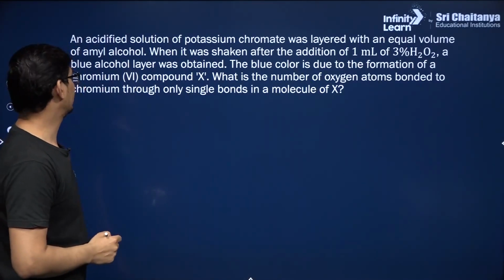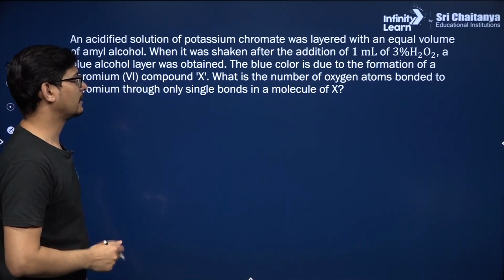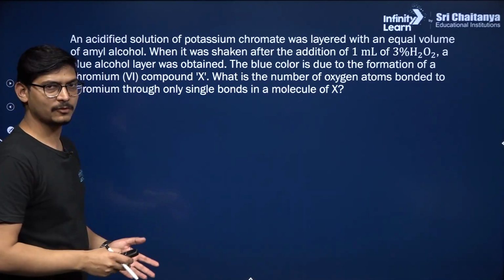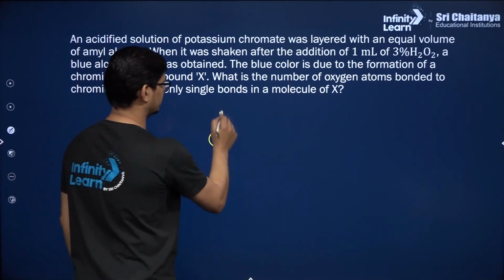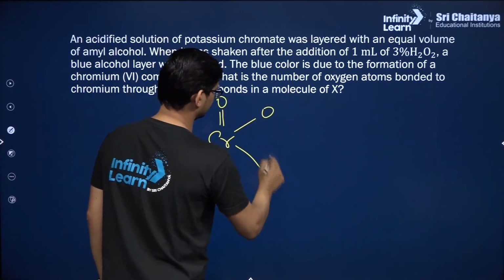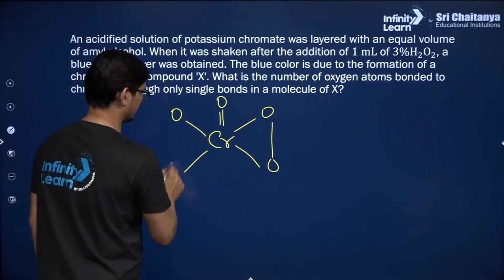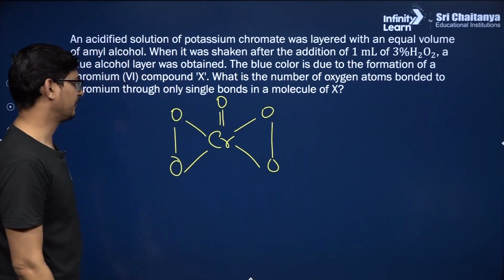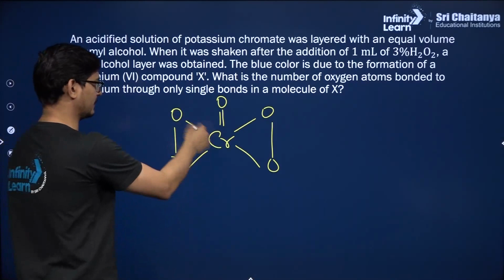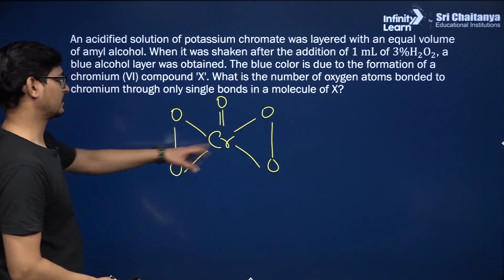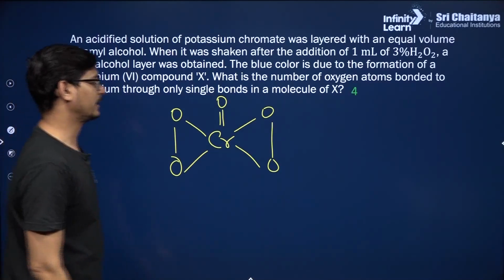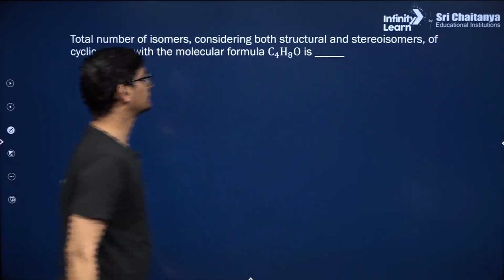Potassium chromate was layered with an equal volume of amyl alcohol. When it was shaken after the addition of 3% H2O2, CrO5 is formed, which has a butterfly structure. So we know that, there are 4 sigma bonds with single bonds and one double bond. So 5 sigma, 1 pi, or we can say 4 single bonds and one double bond. So the correct answer is 4.